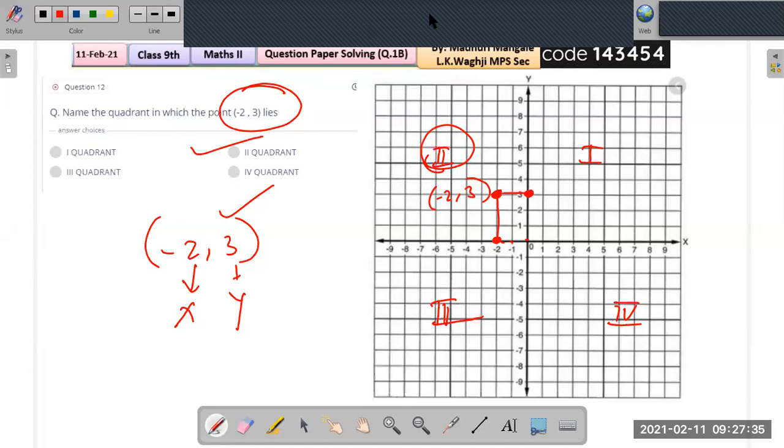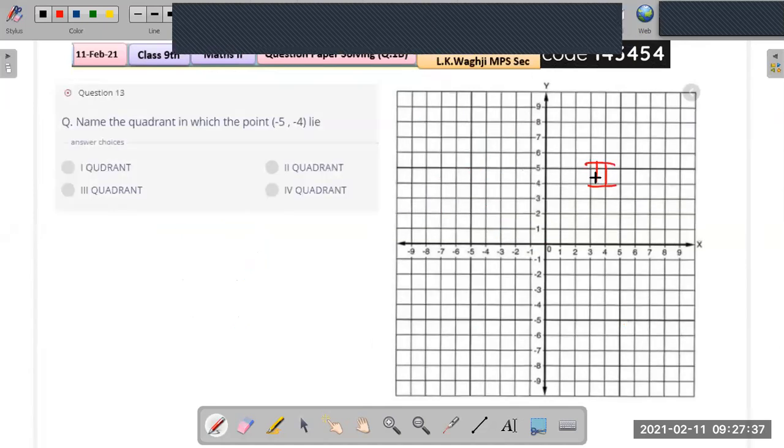One more question on similar type. So this is quadrant 1, quadrant 2, 3 and 4. Okay, you need to plot the point -5 comma -4. So there I add this question on the quiz. Go ahead and give it a try, students. Go ahead and give it a try.